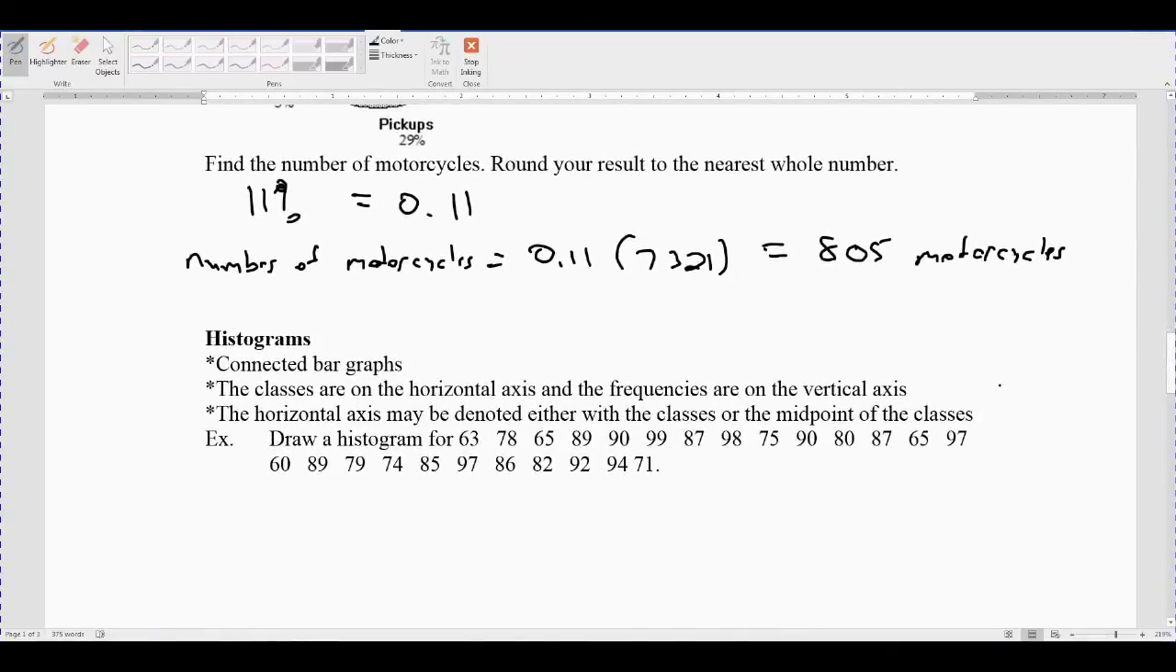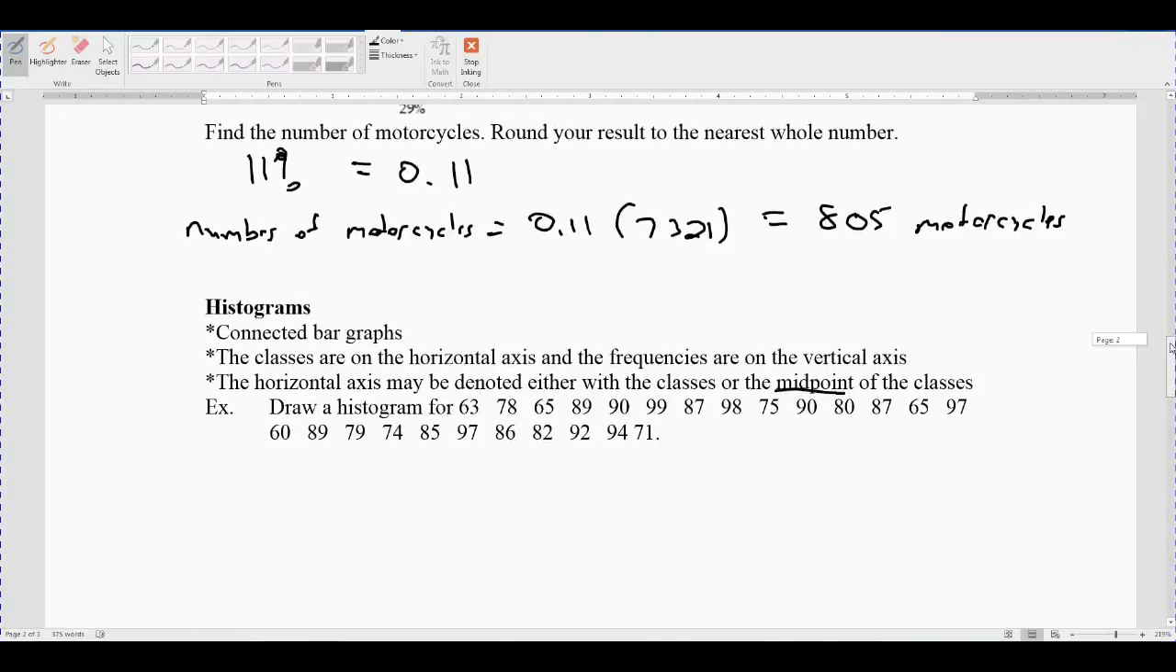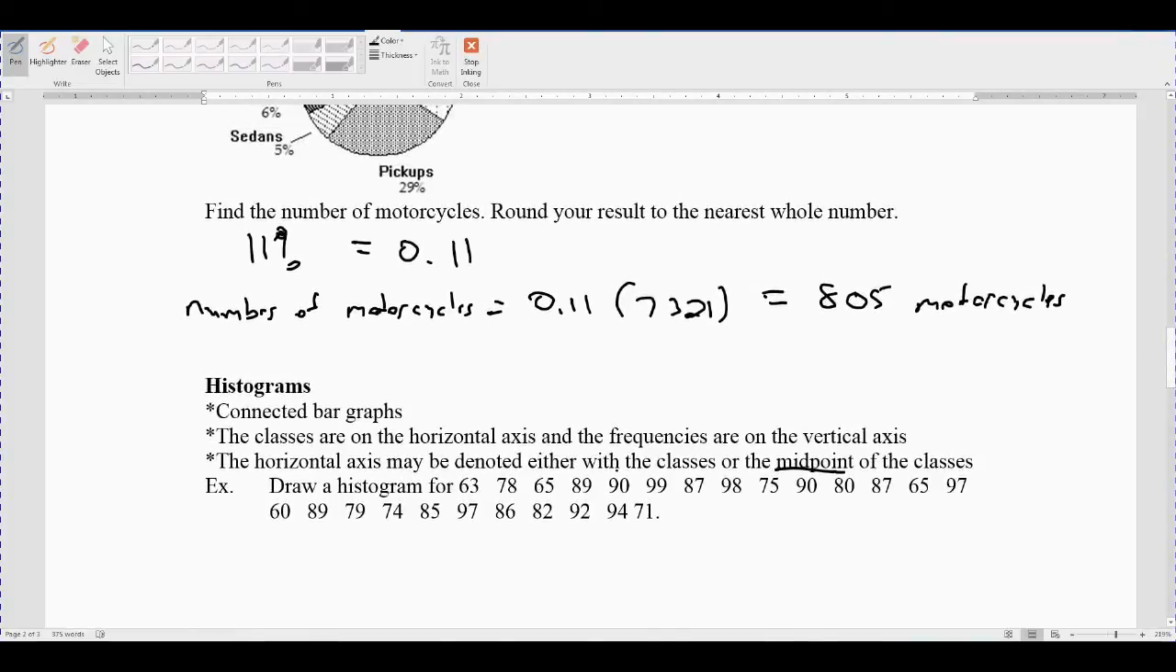Histograms. Histograms are nothing but connected bar graphs. And the horizontal axis has the classes, and then the vertical axis has the frequencies. And for the most part, we're going to use the midpoint of the classes to label our horizontal axis. So if you look at this, you see these numbers 63, 78, 65.